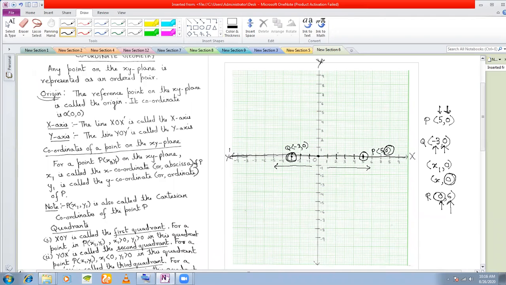The ordinate here is +6. That means we have to move in the positive direction of y from the origin. And how much distance do we have to move? We have to move 6 units. So 1, 2, 3, 4, 5, 6. So I reach here. So this is my point R(0, 6). Any question?